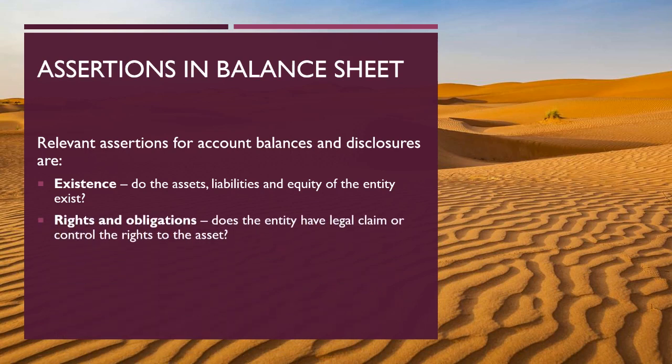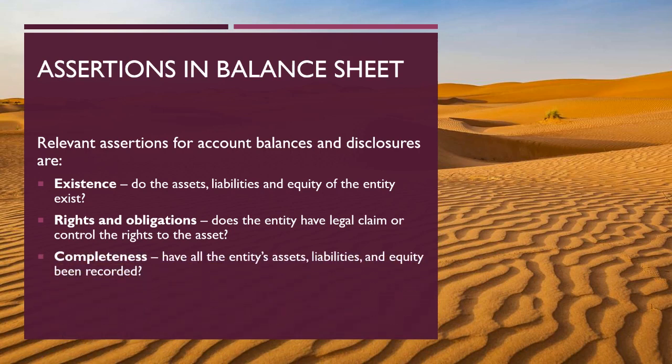Rights and obligations: does the entity have legal claim or control the rights to the asset? For example, auditors can inspect a loan agreement to ensure the client is in compliance with this debt. Completeness: have all the entity's assets, liabilities, and equity been recorded? For example, auditors can reperform a floor-to-sheet test count of inventory.